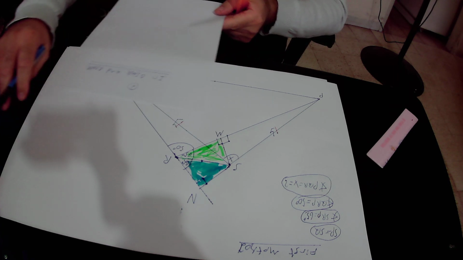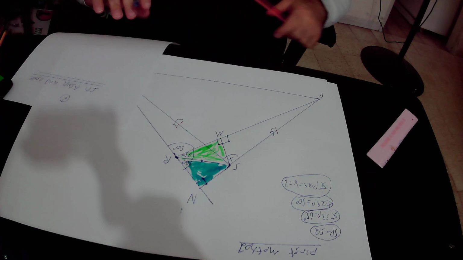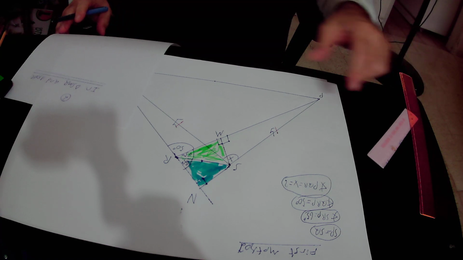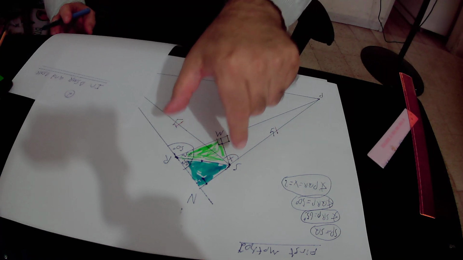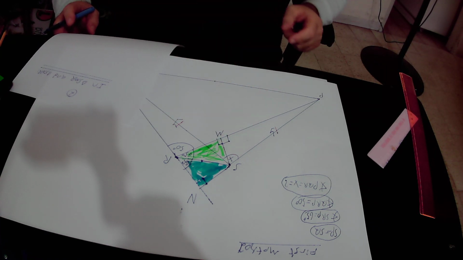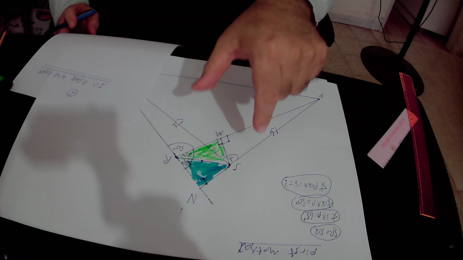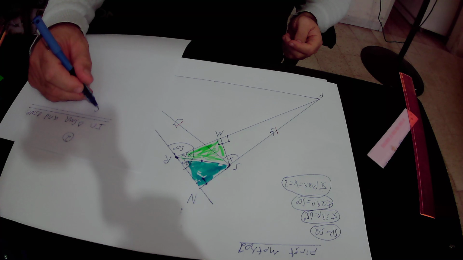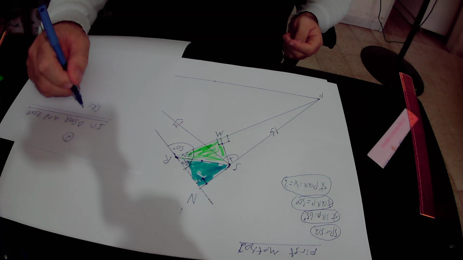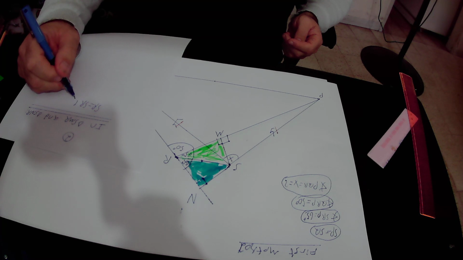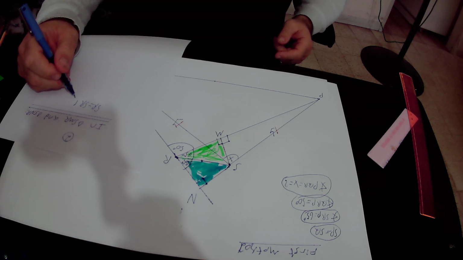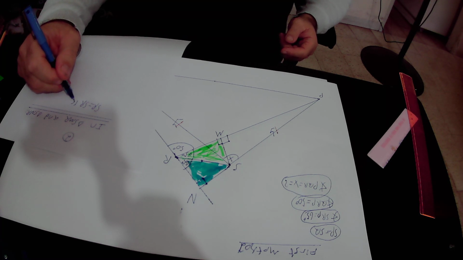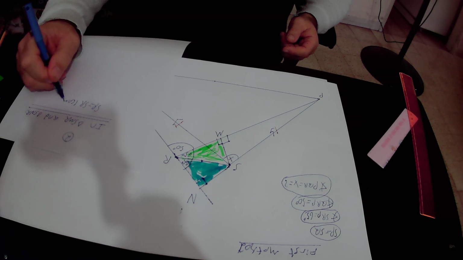So, first of all, we have a common side. Side SR belongs to both triangles. It is a common side, so we write down that SR equals SR. It belongs to both triangles, to the green triangle and also to the blue triangle.